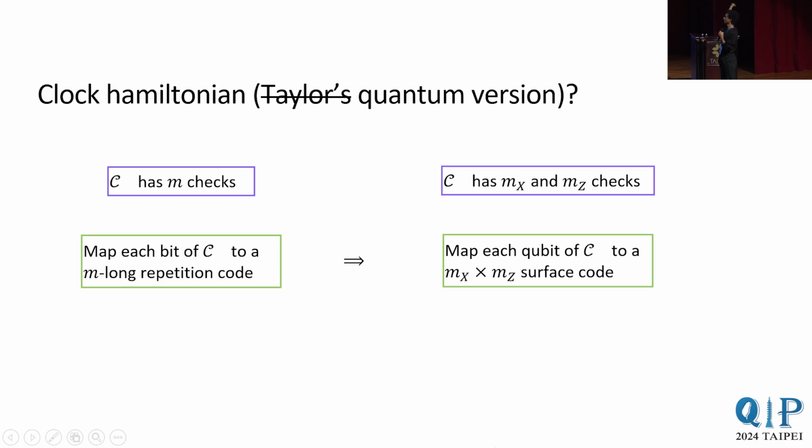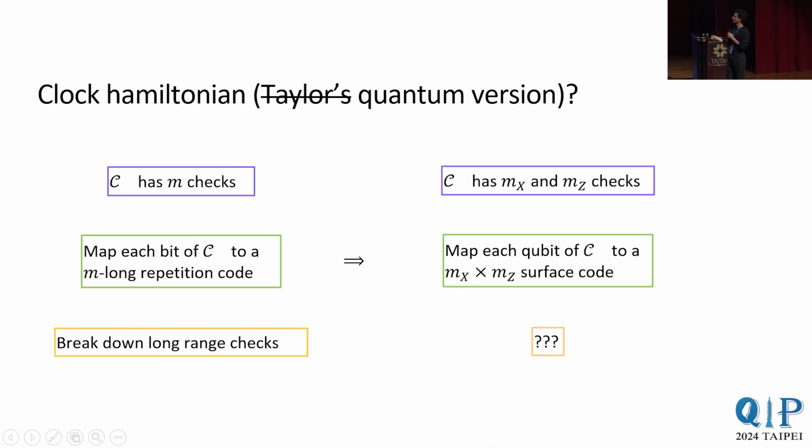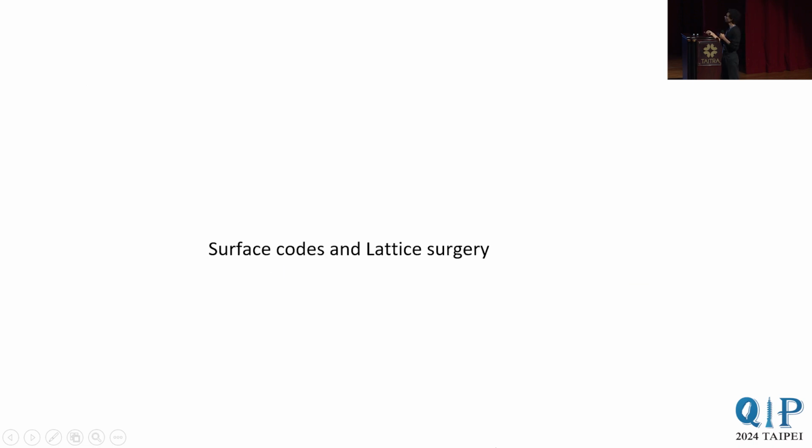The sticking point is, in the end, how do we break down these long-range checks? It was quite easy to do in the classical case. How do we do that in the quantum case? To do that, we're going to use a technique called lattice surgery.